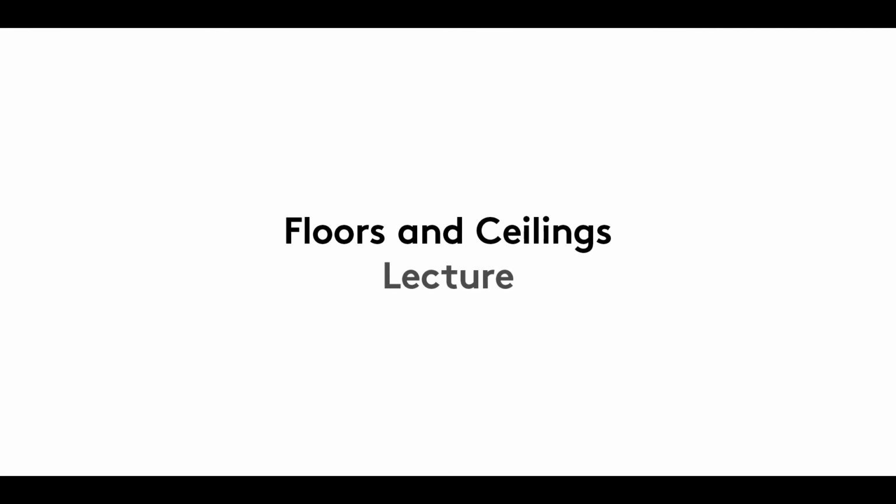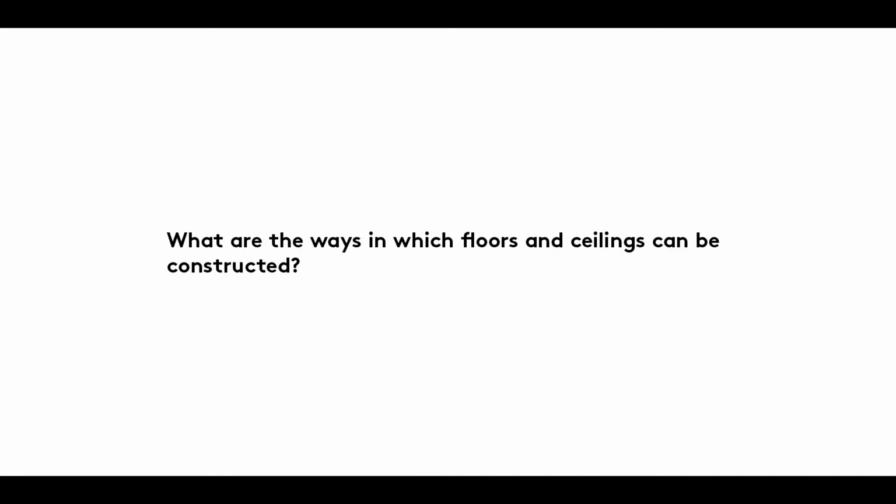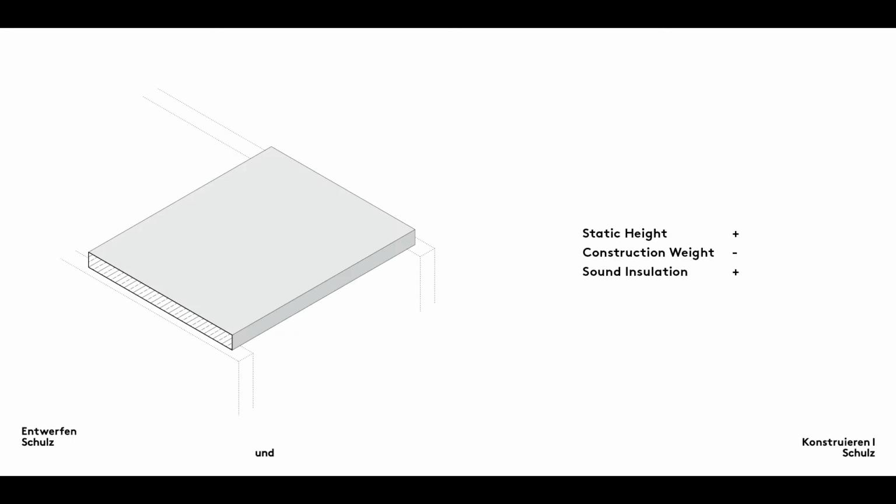Welcome to the third film in our Floors and Ceilings series, in which we discuss the different ways in which floors and ceilings can be constructed. The simplest form of floor, and the one you have seen in our illustrations so far, is the solid slab floor. Floors of this kind are generally made of reinforced concrete.